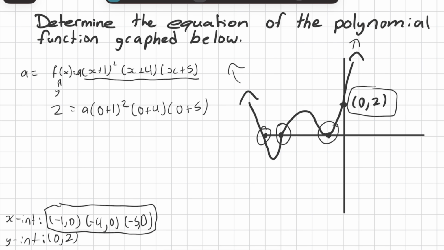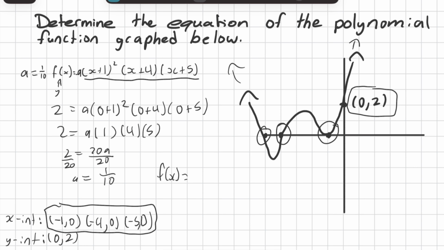So we know that 1 squared is 1. We know that 4, that's just 4. We know that this is just 5. 4 times 5 is 20 times 1 is 20. So 2 equals 20a. Now we just divide both sides by 20. And a equals 1 over 10. So that's our a value. So our equation is going to be f of x equals 1 over 10 times x plus 1 squared times x plus 4 times x plus 5.